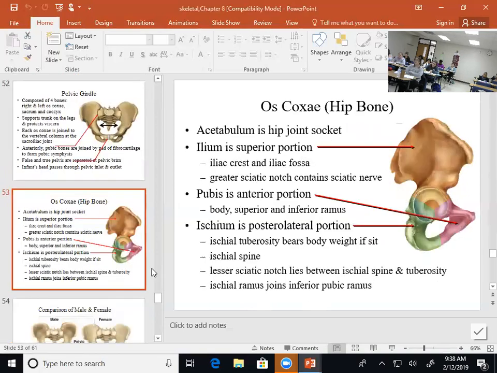Okay, there is a cup-like depression on a lateral aspect of the os coxae. When you look at it from the side, you'll see this cup-like depression that the head of the femur sits in. That cup-like depression of the os coxae is the acetabulum. Say it. Acetabulum. And it's spelled exactly like it sounds. It's acetabulum.